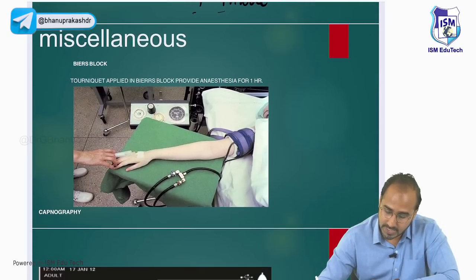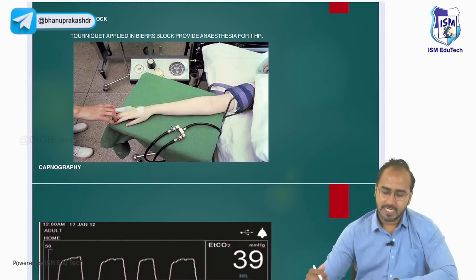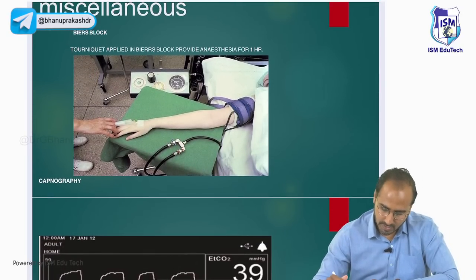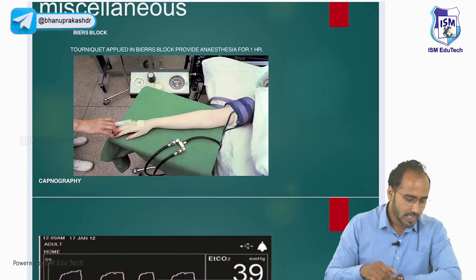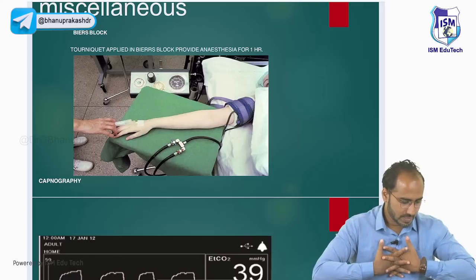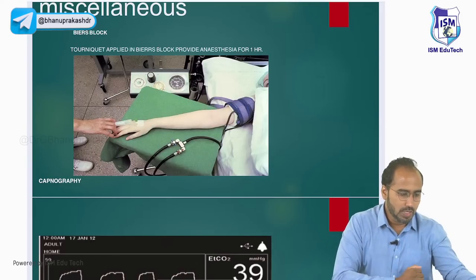Right, next, miscellaneous topic, guys, just look over here. What is being performed in this picture? Is breathing circuits clear, guys? Till now, the things which I told you are the gunshot points. All good. Now, in this picture, what is being done? Just look over here and tell me.